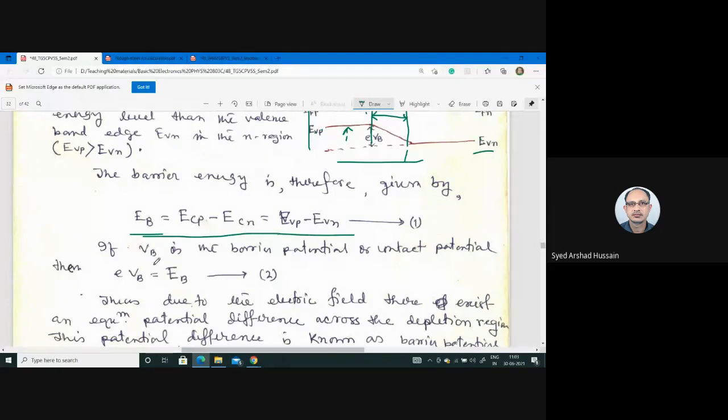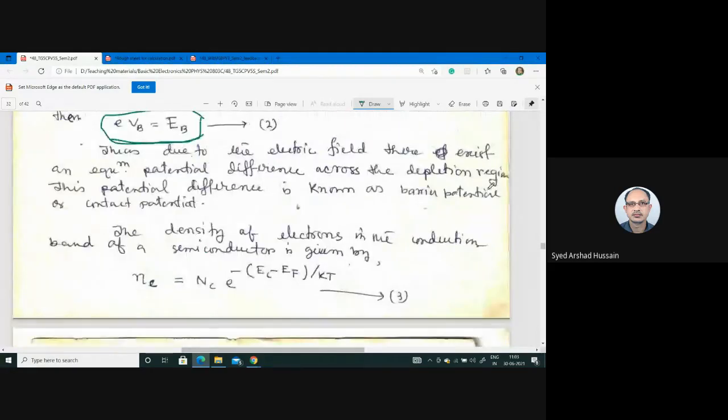If V is the potential, then the relation between energy and potential is charge times potential equals energy, so E equals eV. Thus, due to the electric field, there exists an equilibrium potential difference across the depletion region. This potential difference is known as the barrier potential.